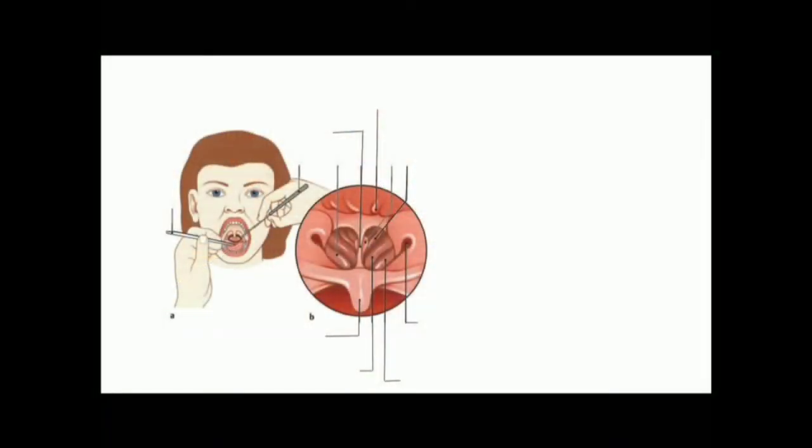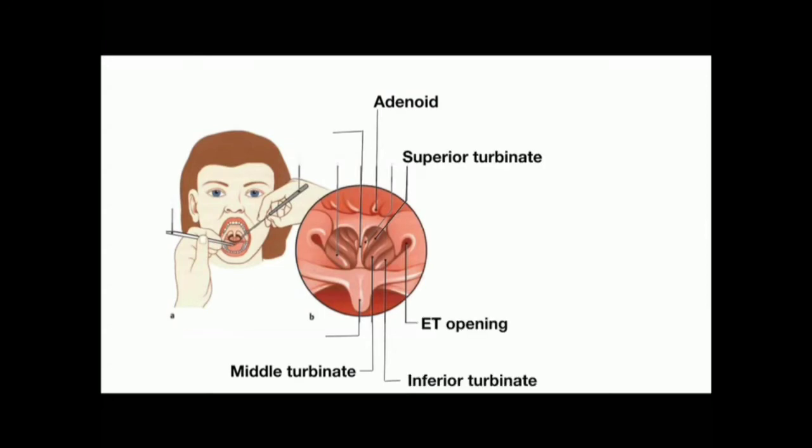These are the structures visualized on posterior rhinoscopy. From above downwards they are adenoid, the posterior ends of the superior, middle and the inferior turbinates, the pharyngeal opening of the eustachian tube, the posterior end of the nasal septum, and the uvula.